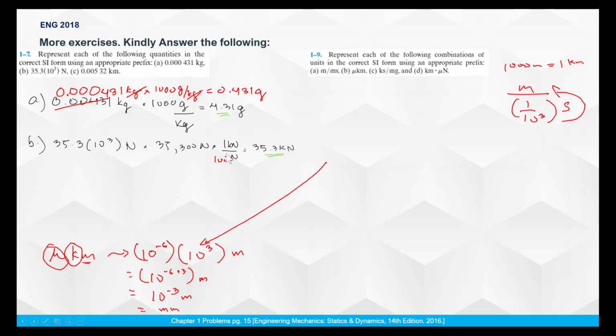Okay, so ito pang error to, nakalagay ko lang dito 1 Newton. Again, ang tanong natin dito is correct SI form and uses appropriate prefix. Ang kulang dito is yung make sure to keep it in 3 significant figures. In this case, so 35.3 times 10 raised to 3 Newton. Magiging 35,300 yan. Divide natin to its appropriate newtons para makuha natin yung prefix. So, magiging 35.3 kilonewtons.